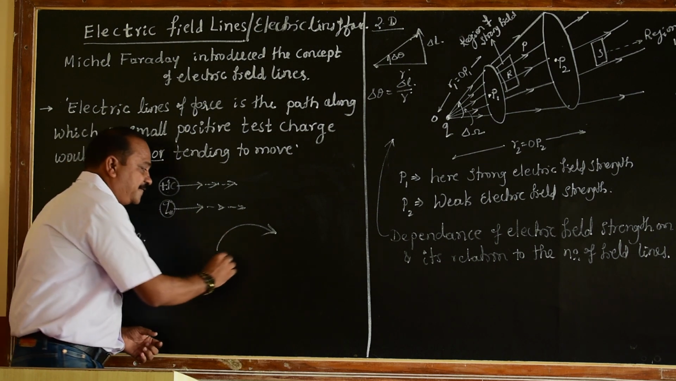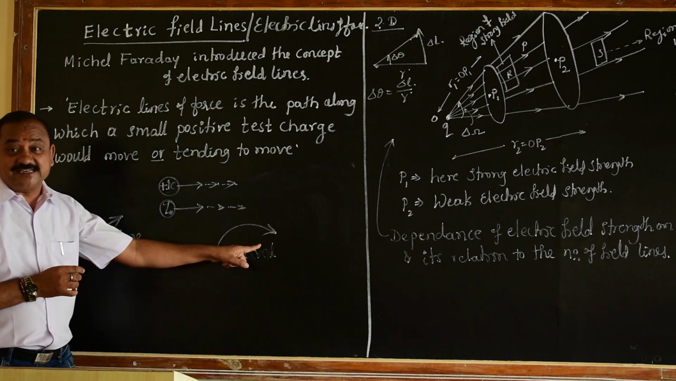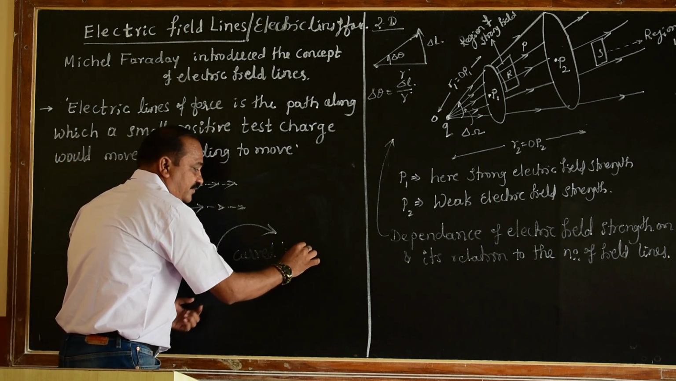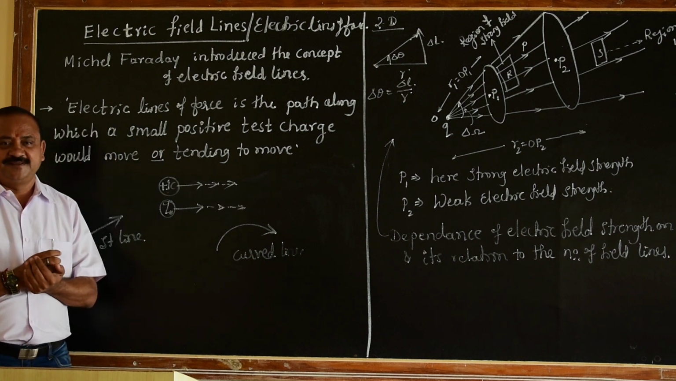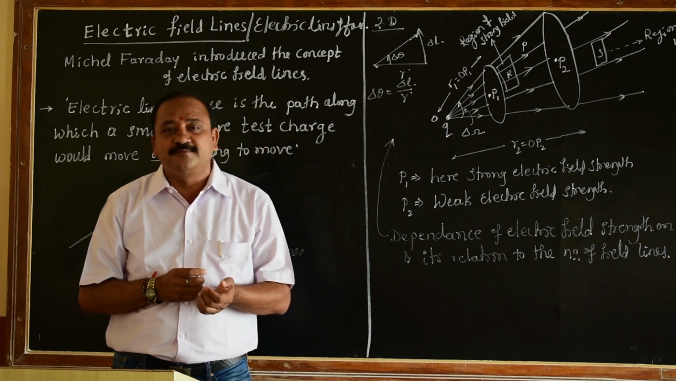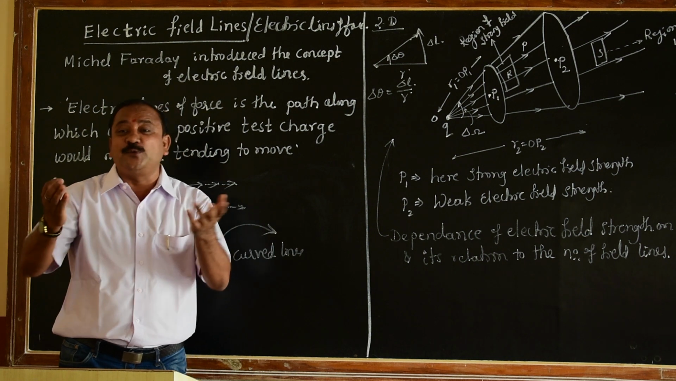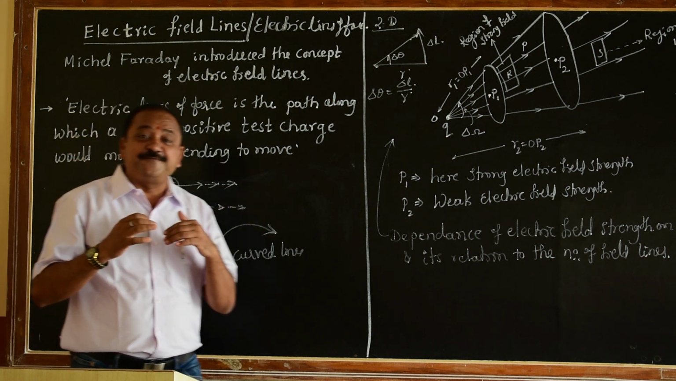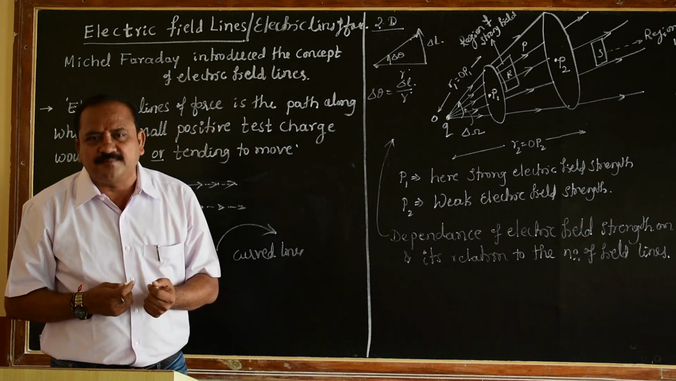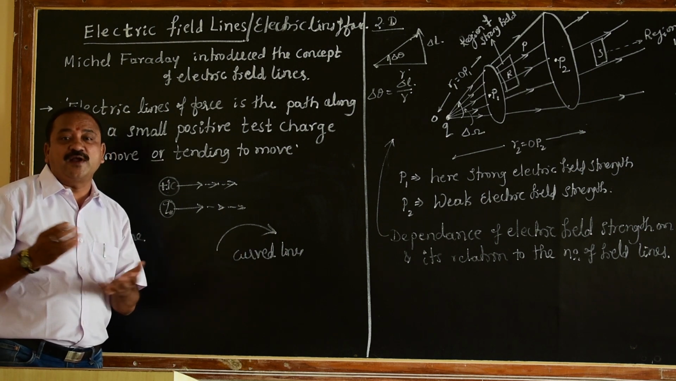Electric lines of force are curved. With more than two charges, obviously there must be curved lines. That is also one of the important concepts. In general, if the electric field is uniform, the field lines will be straight lines parallel to each other. If the field is non-uniform, the field lines will be curved lines.